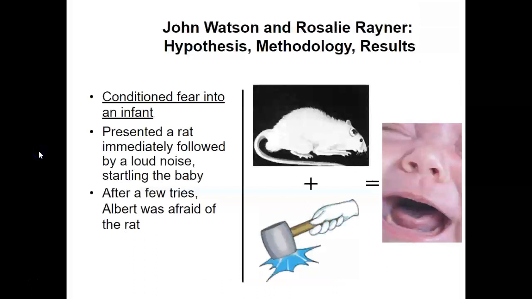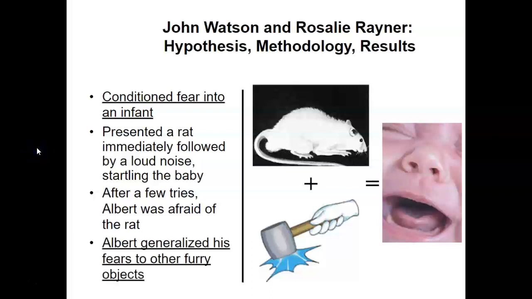He conditioned fear into that infant. So he presented a rat, immediately followed by a loud noise, startling the baby. After a few tries, guess what? Albert was afraid of the rat. Albert generalized his fears to other furry objects.